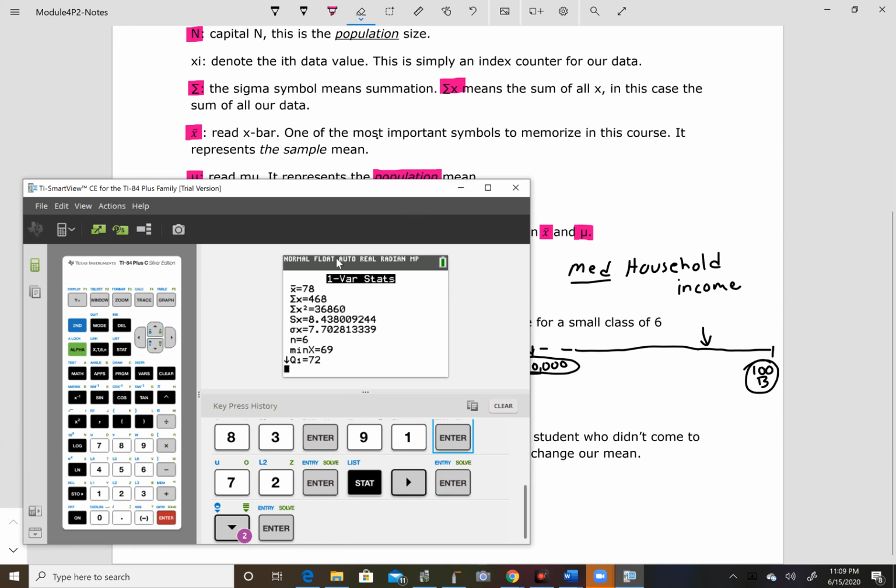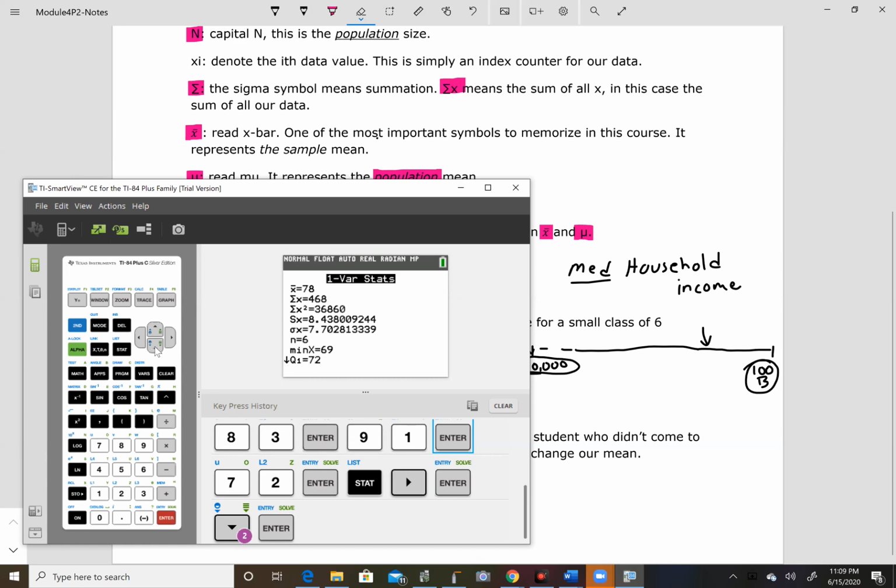If you follow along with me here, there's a bunch of stuff. So here's that sigma X right under, so it added up all the test scores. If you add up all the test scores, you get 468. If you square all the test scores first and then add them up, that's what this means. You're going to get 36,860. Here we have standard deviation. We'll get to that tomorrow. Don't worry about that now. Standard deviation of the population, standard deviation of the sample. N is equal to 6. That is our sample size. That is how many test scores we are looking at.